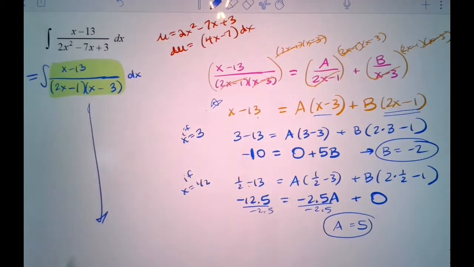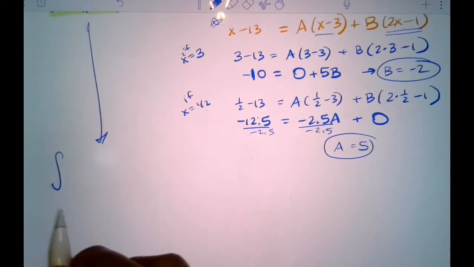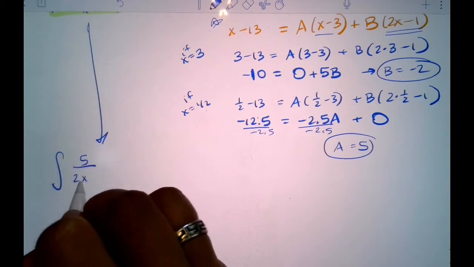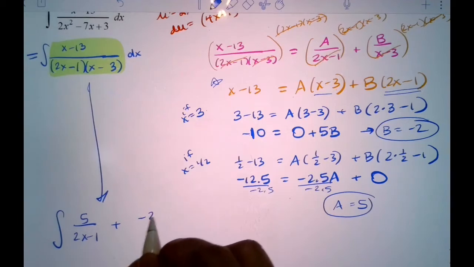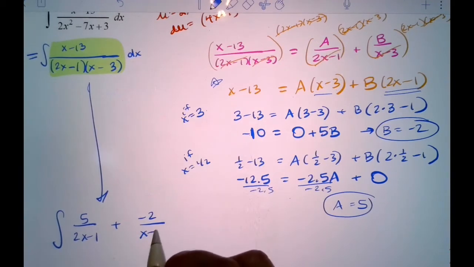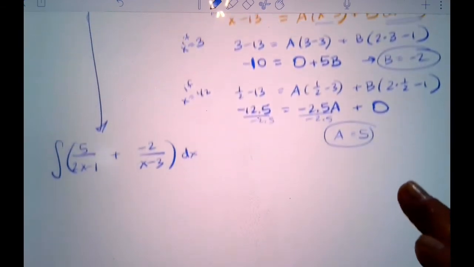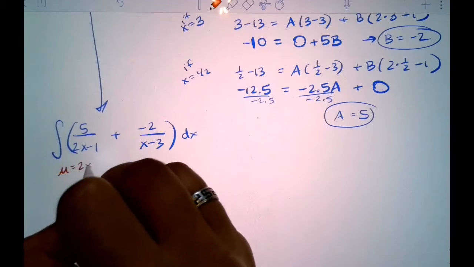Let me just give myself some room here. What that means is now I can replace it with this. Well, it's a, which is 5 over 2x minus 1, right? Yep. Plus b, which is negative 2 over x minus 3. This is very manageable. I can handle those individual pieces there. I'm even going to consider them separately, and I am going to show the work on this because they are separate u substitutions, and I want to be careful here.